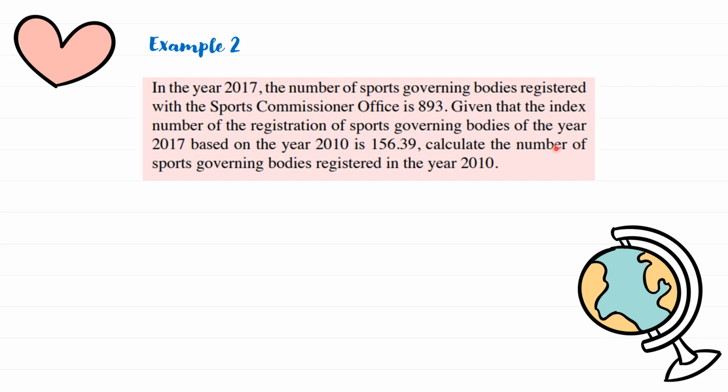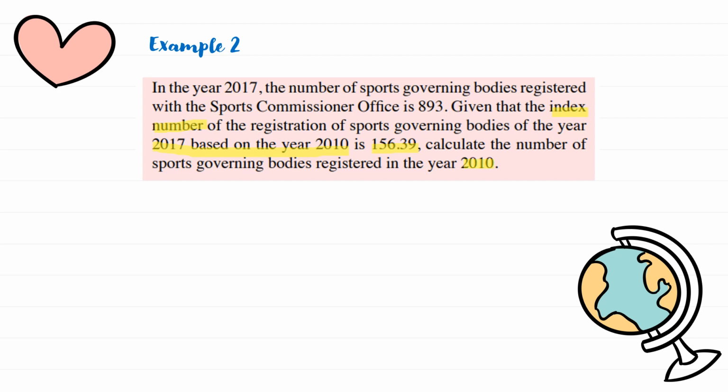Given that the index number of registration of sport governing bodies of the year 2017 based on the year 2010 is 156.39. So it's already given, the index number is 156.39. Calculate the number of sport governing bodies registered in 2010.